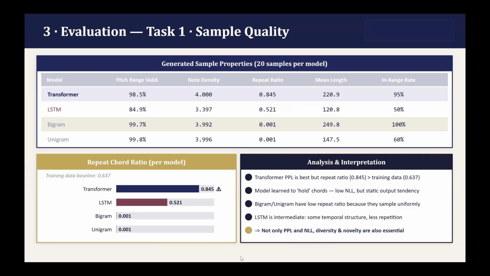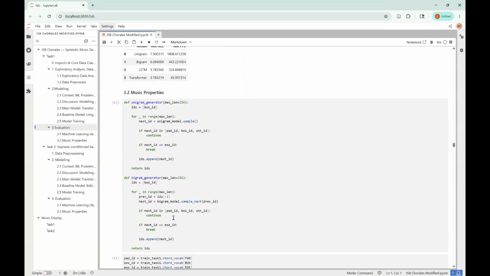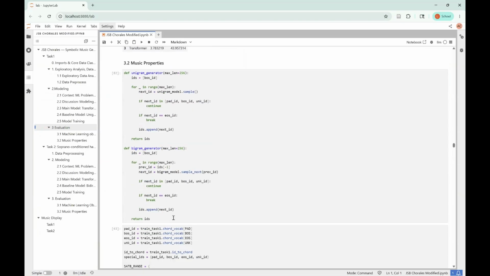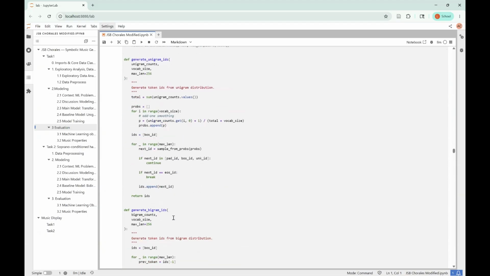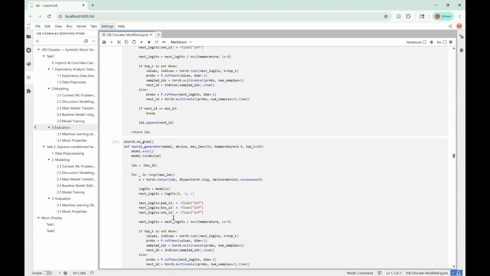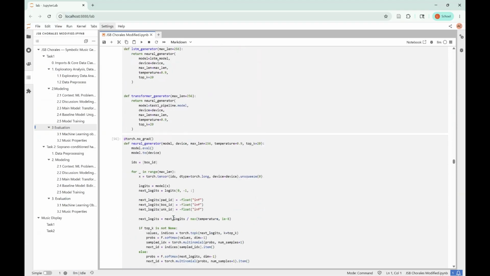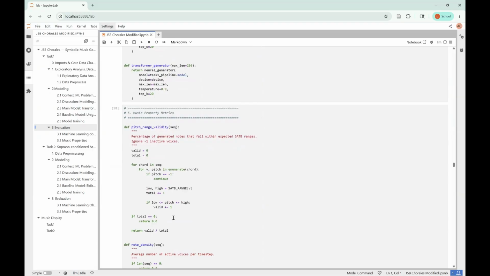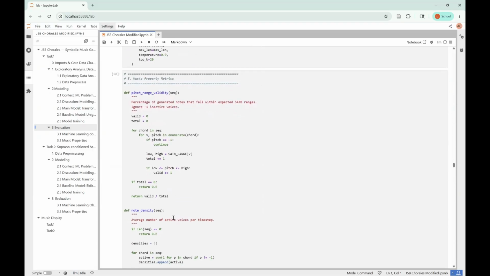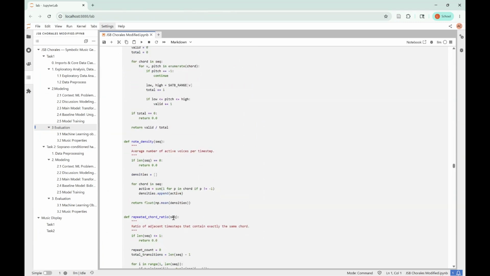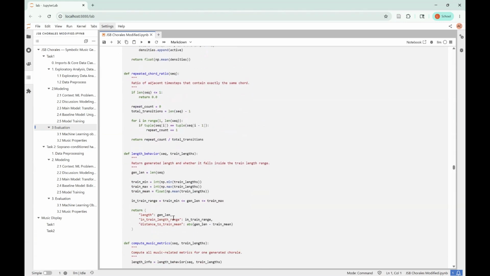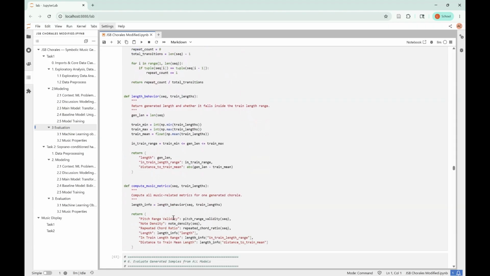Not only NLL and PPL, we also check the generated samples directly, because a model can have good likelihood but still generate boring or repetitive music. This is the implementation of generating samples from different models. Music properties include pitch range validity, note density, repeated chord ratio, mean length, and in-range rates.